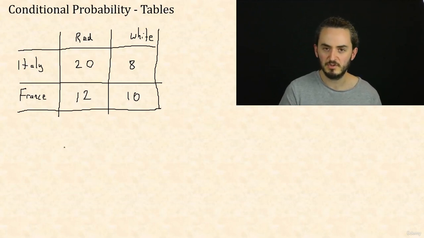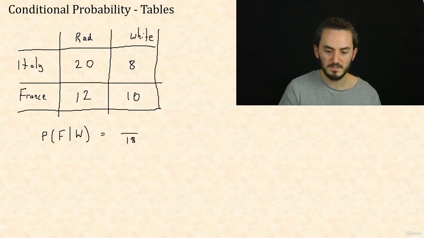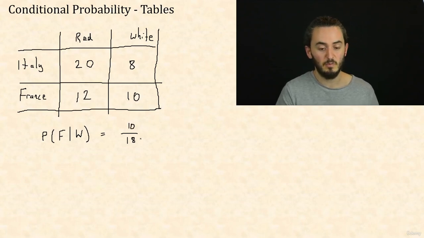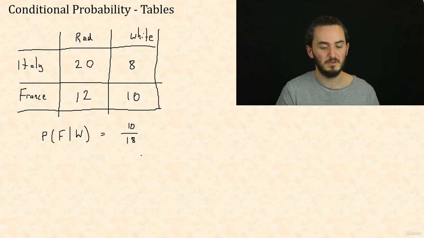Again, we could answer simple questions like what's the probability that it's French or white, but let's jump straight to some conditional ones. What is the probability that my wine is French given that it is a white wine? Given that it's a white wine means that I'm only looking at my white wines. So I'm focusing my attention just on these 18 wines. Out of those 18 wines, how many of them are French? Well, 10 of them. So 10 out of my 18 white wines are French. And there's the probability that a wine is French, given that it's white.